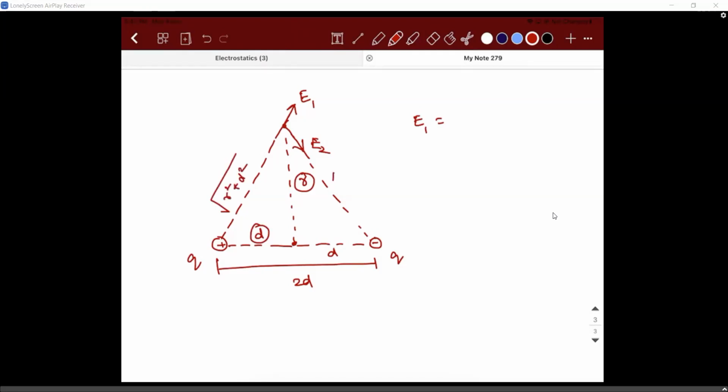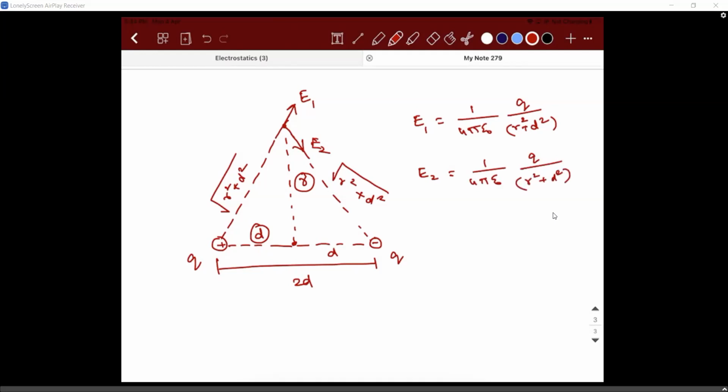And this one is root of R. Clear? So E1 is equal to 1 divided by 4 pi epsilon naught into magnitude of charge Q divided by R square plus D square. The root is gone. Similarly, if I take the electric field due to the second, it is again 1 by 4 pi epsilon naught into Q divided by R square plus D square.